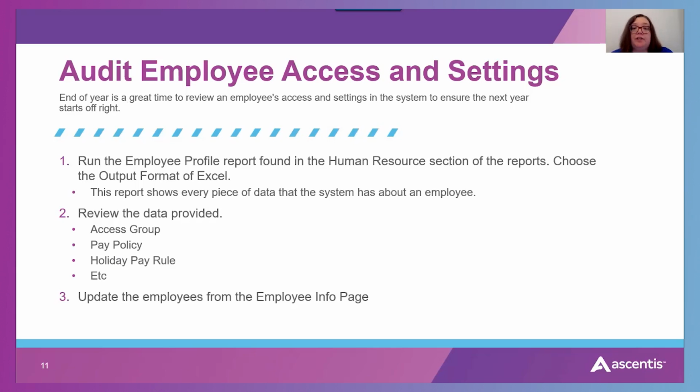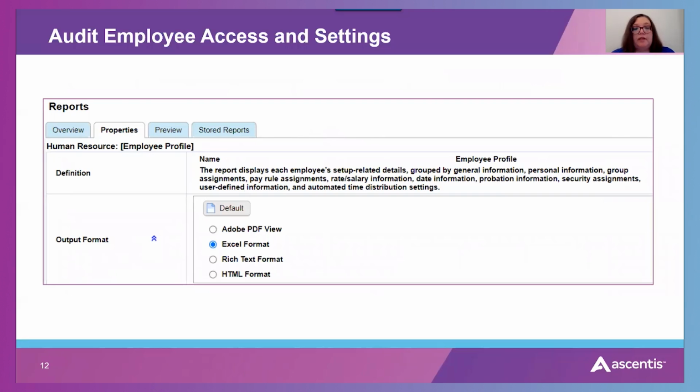This report is found in the human resource section of the reports, and it's best run in Excel as it does have all of the columns about everything within the organization. Once you run it, you can narrow down the columns, review the information, and update the employees on their employee info page. This will ensure that the start of the year will start off right for those employees.